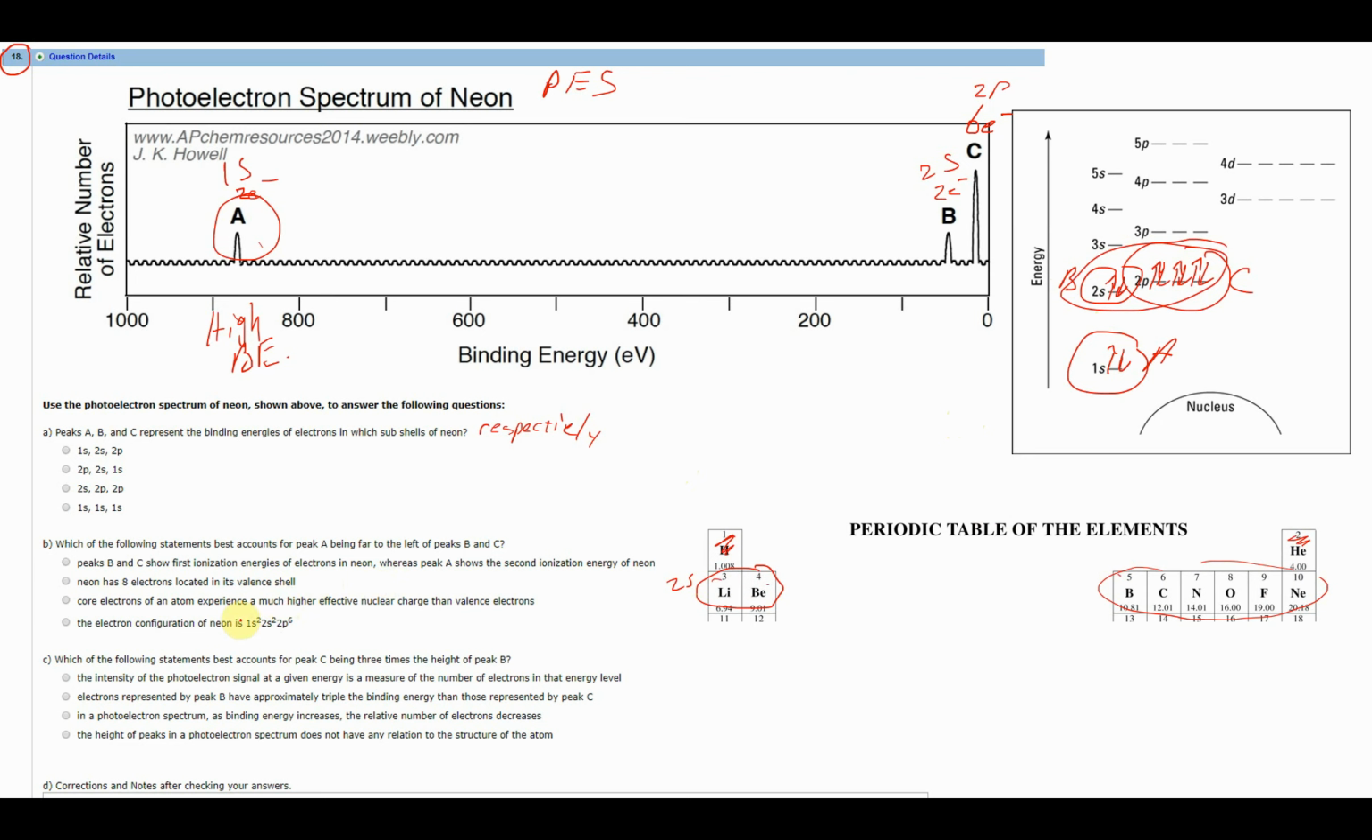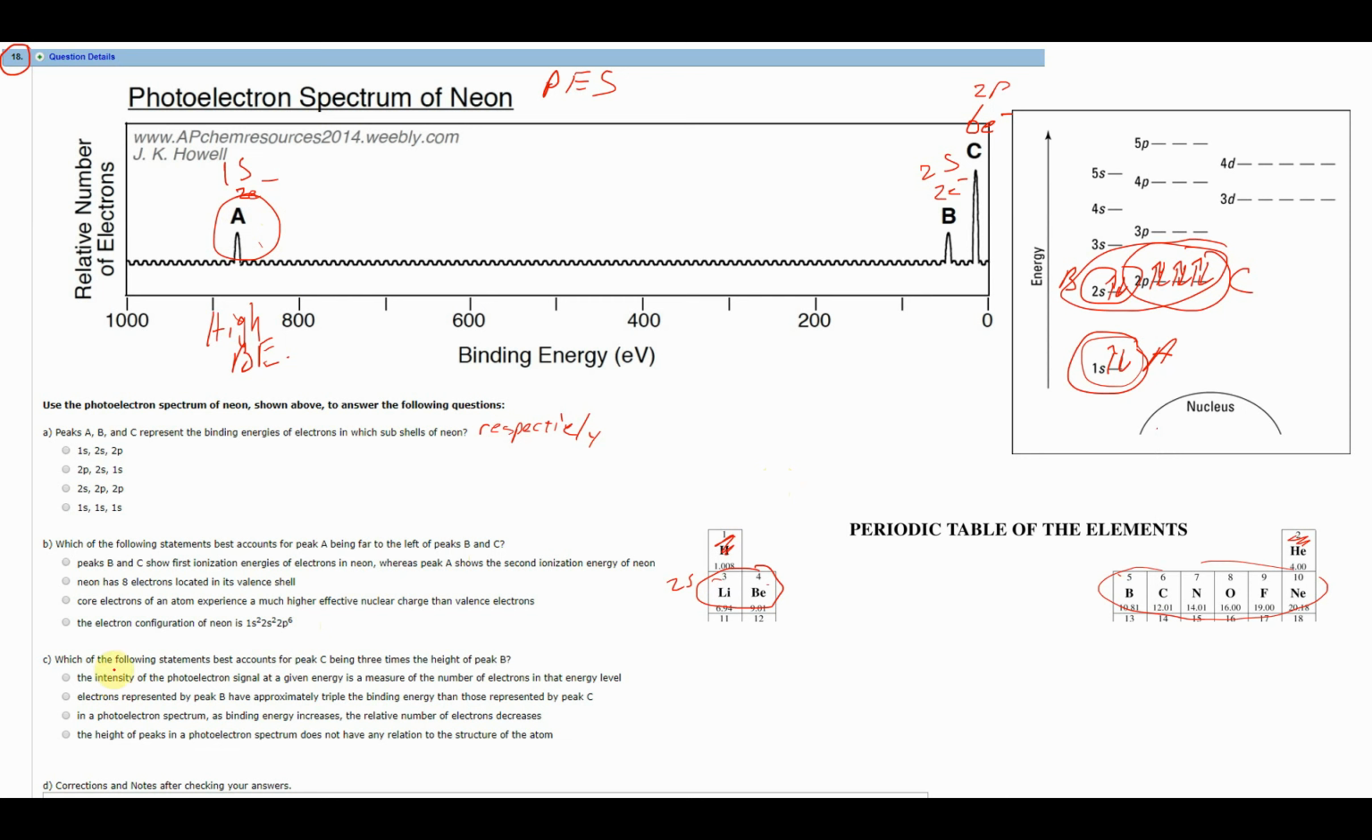And then core electrons of an atom experience a much higher effective nuclear charge than valence electrons. That one is sounding good to me. The core electrons experience much higher effective nuclear charge from the nucleus. I think that third one's the answer. The last one, by the way, is true, but it doesn't explain why this peak is much further to the left than those peaks. So a couple of true answers there, but the third one is your best choice.